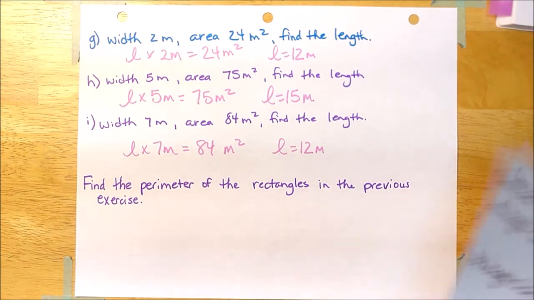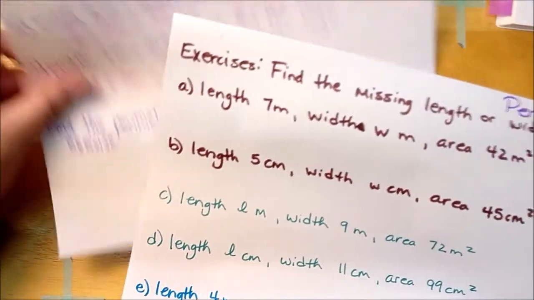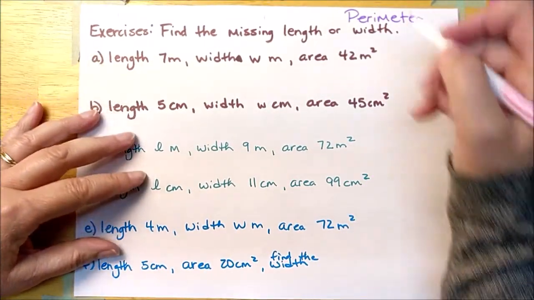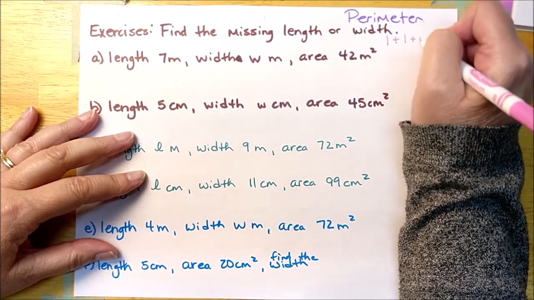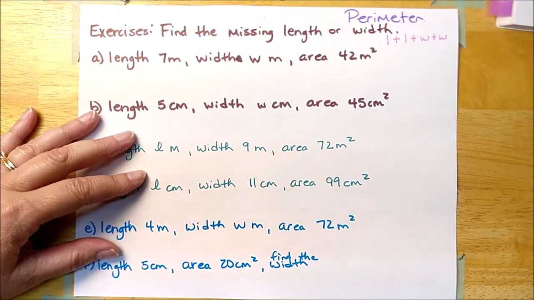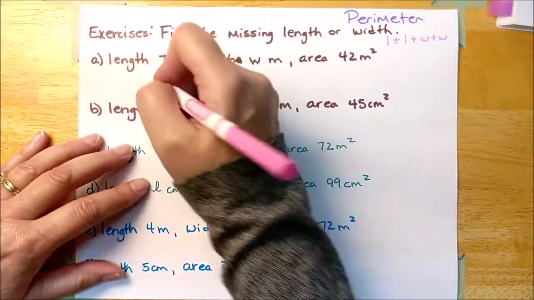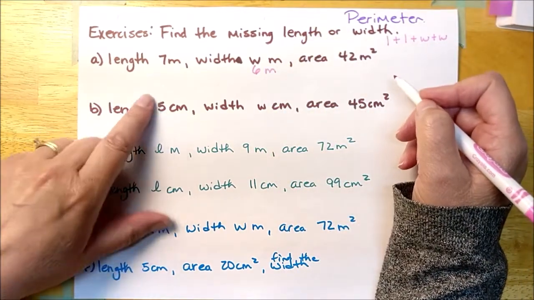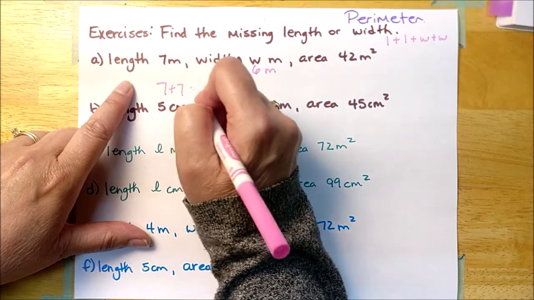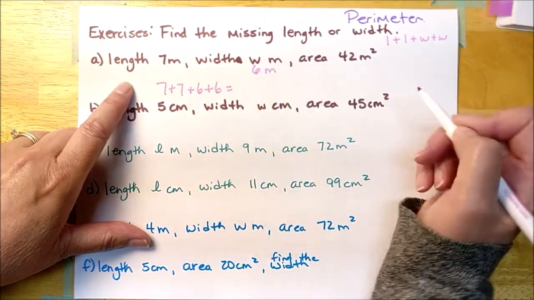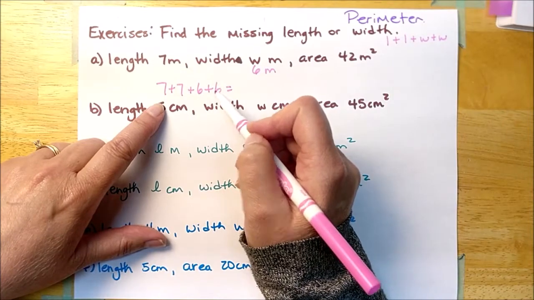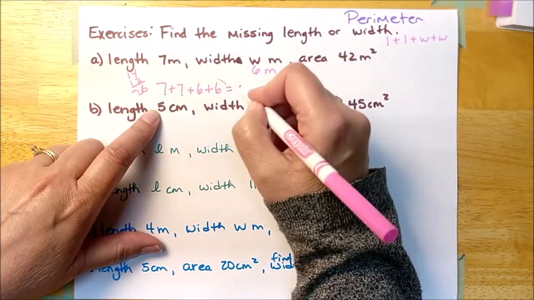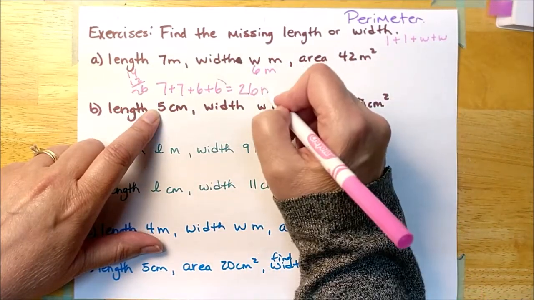Now we're going to go back to those same problems again, and this time we're going to figure out the perimeter, which is length plus width plus width. So in question number A, we discovered that the width was 6 meters. So if I was to figure out my perimeter, I would go 7 plus 7 plus 6 plus 6, and that would give me my perimeter. So 14 and 12, because that's 14 and that's 12, so my perimeter is 26 meters.